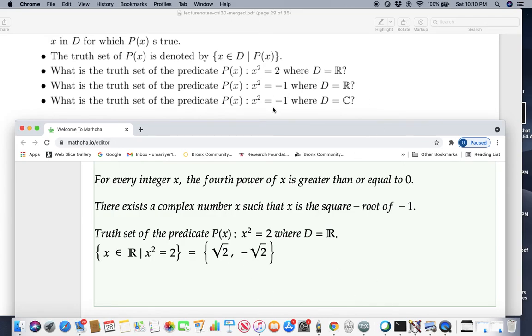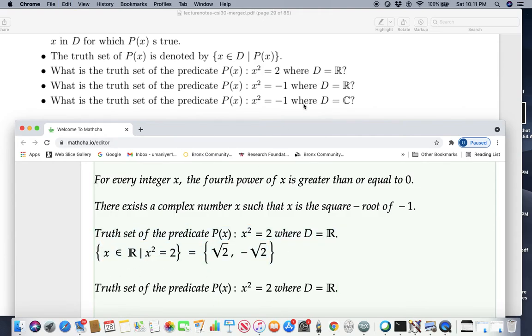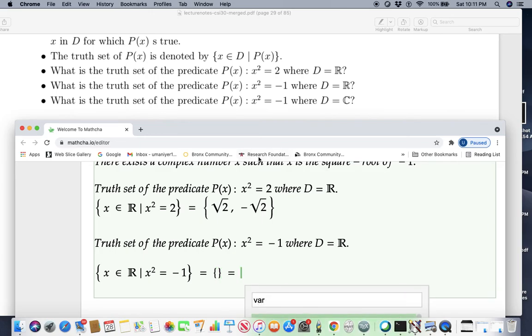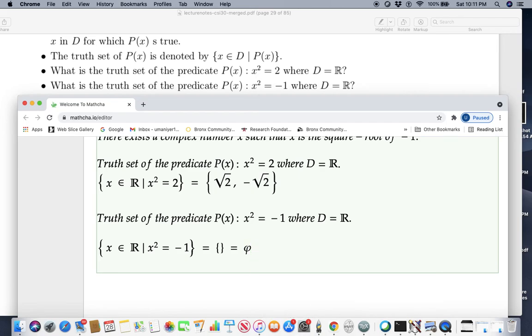Well, what is the truth set of the predicate? Let's see. The second example. x squared is -1. Well, you're looking for those elements from the real numbers such that their square is -1. Well, that's never going to happen. So it is the empty set. All right. Next.